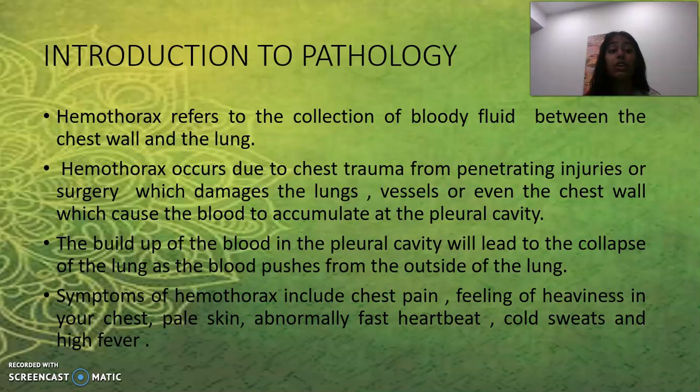Introduction to pathology. Okay, so hemothorax refers to the collection of bloody fluid between the chest wall and the lungs. Hemothorax occurs due to chest trauma from penetrating injuries or surgery which damages the lungs, vessels, or even the chest wall, which causes the blood to accumulate in the pleural cavity. The buildup of blood in the pleural cavity will lead to the collapse of the lung as the blood pushes from the outside of the lung. Symptoms of hemothorax include chest pain, feeling of heaviness on the chest, pale skin, abnormally fast heartbeat, cold sweats, and high fever.